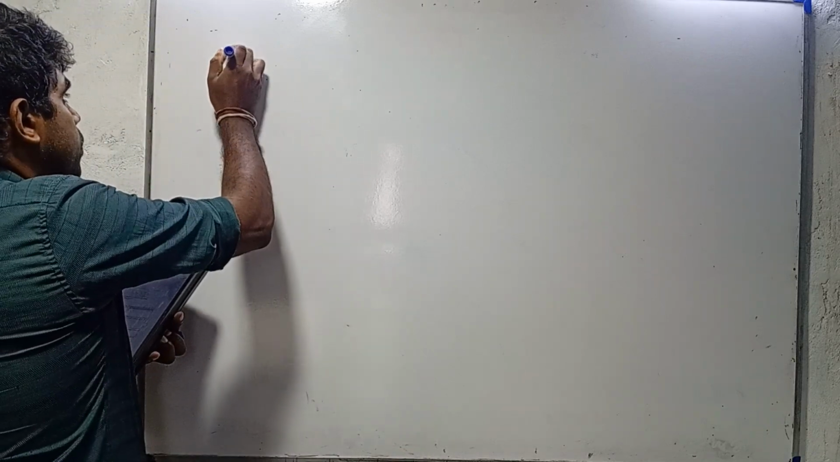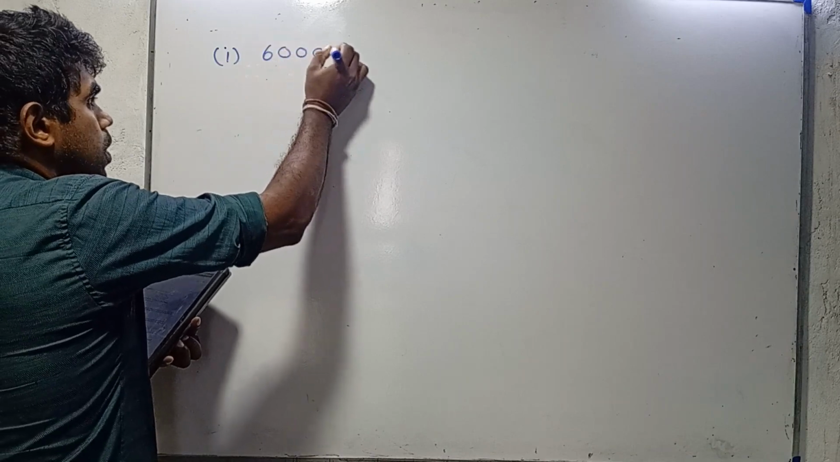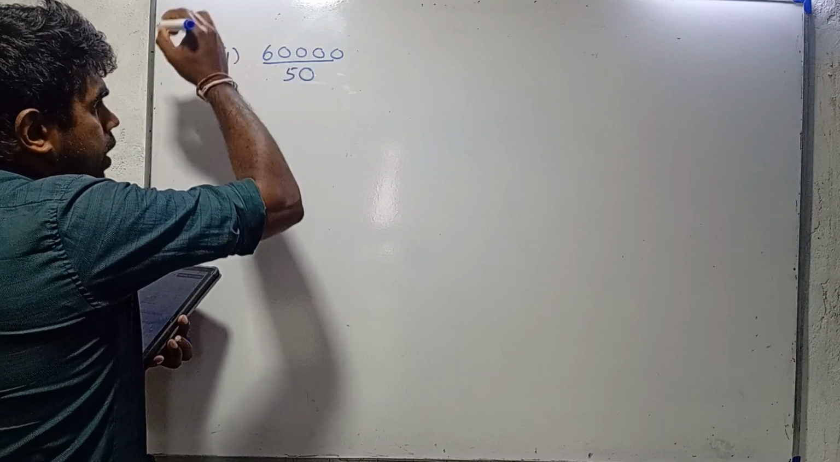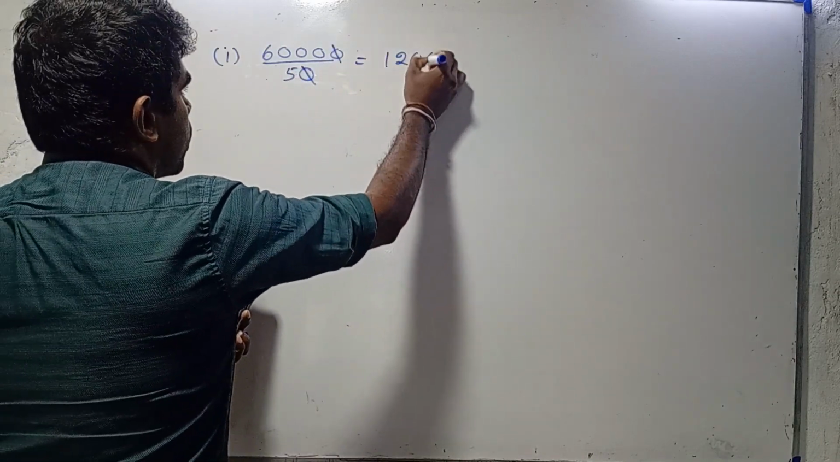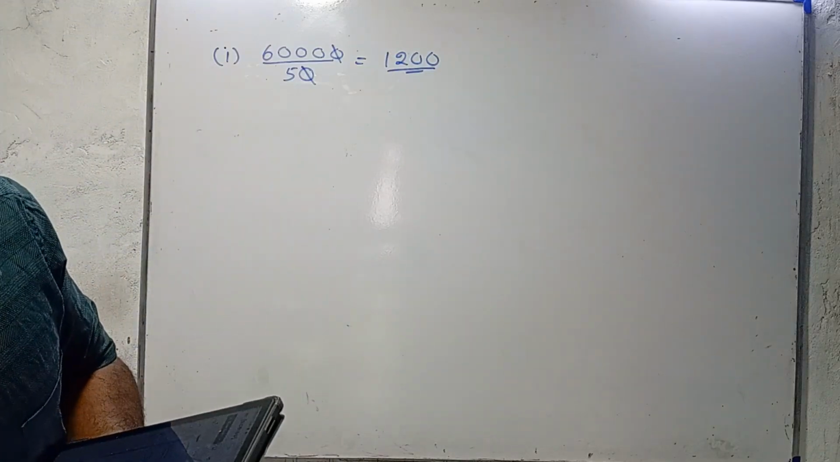We can find the number of shares by dividing the invested amount, 60,000, by the price of a share, 50. 60 divided by 5 is 12, plus 2 zeros, 1,200 shares. Then part 2.